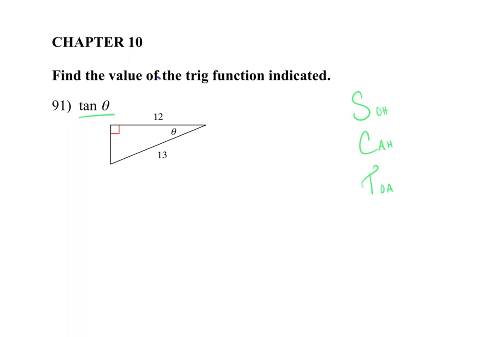So I'm looking for tangent, which is opposite over adjacent, all right? That is based on the angle that is labeled. So for the angle that is labeled here, opposite is here, adjacent is here. I have a little bit of a problem. I don't have the opposite side. So in this case, I must use Pythagorean theorem.